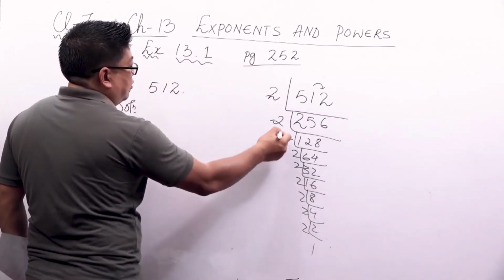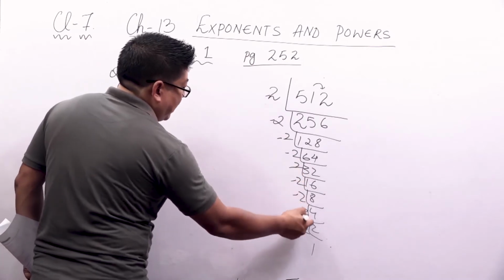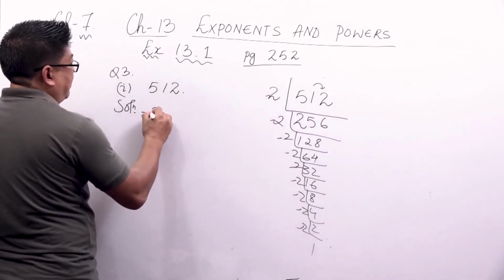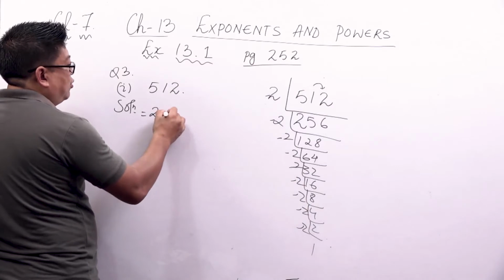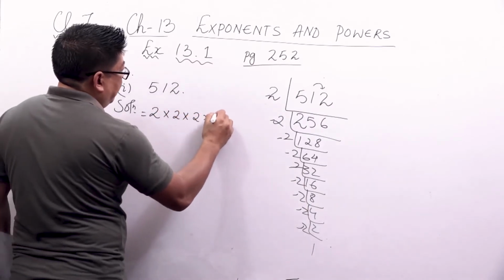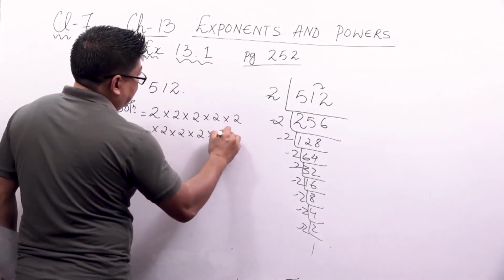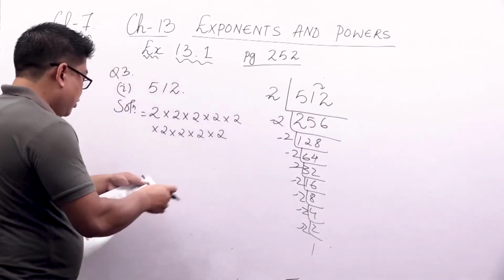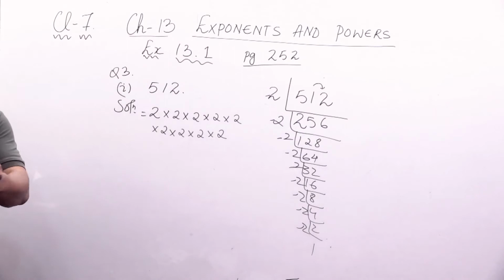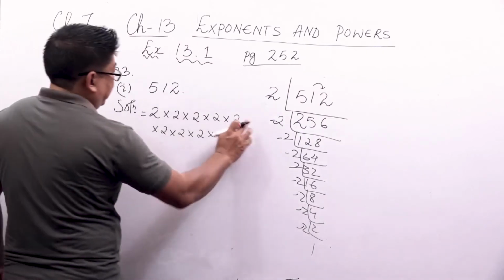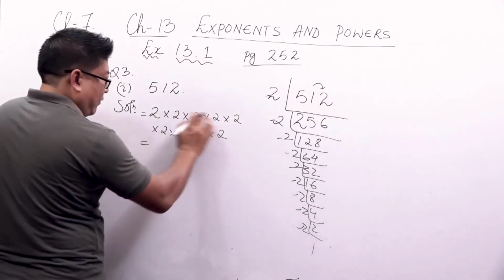So we have 1, 2, 3, 4, 5, 6, 7, 8, 9. 9 2's. That means when I factorize 512, I get 9 2's, okay? So this is the exponential notation. These are the factors.